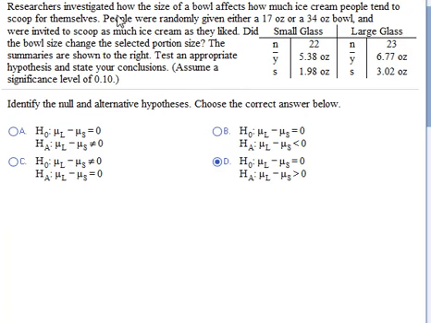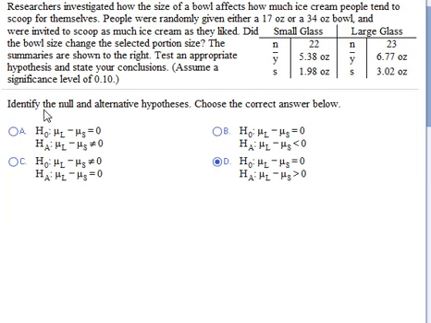Okay, it says researchers investigated how the size of a bowl affects how much ice cream people tend to scoop for themselves. People were randomly either given a 17-ounce or a 34-ounce bowl and were invited to scoop as much ice cream as they liked. Did the bowl size change the selected portion size? The summaries are shown to the right.